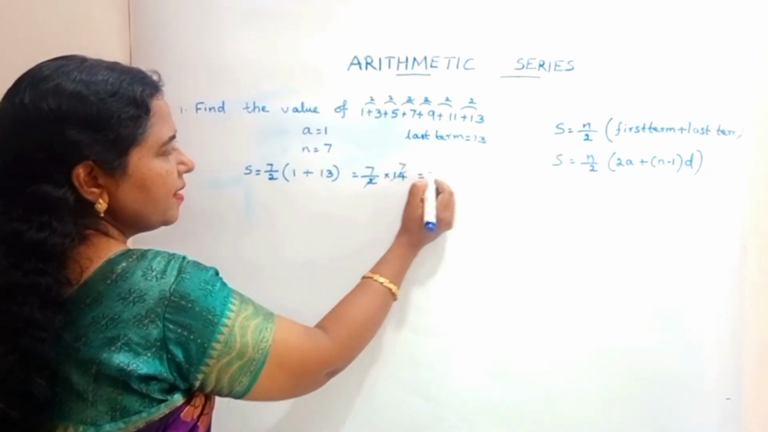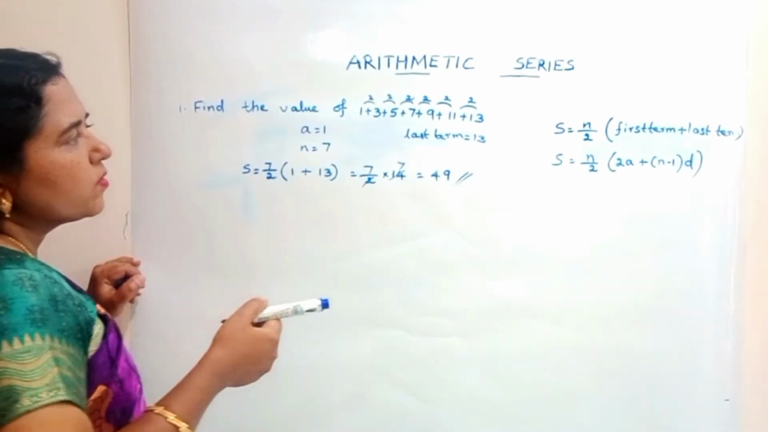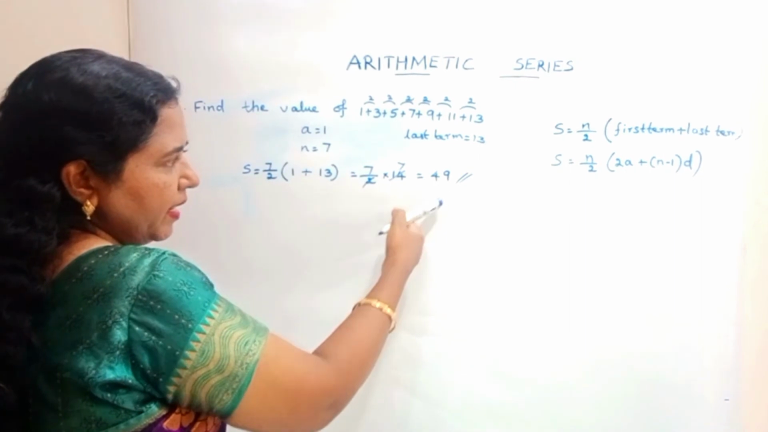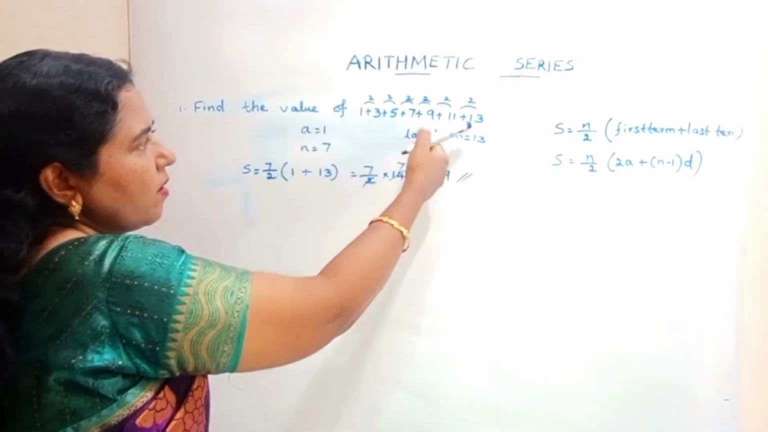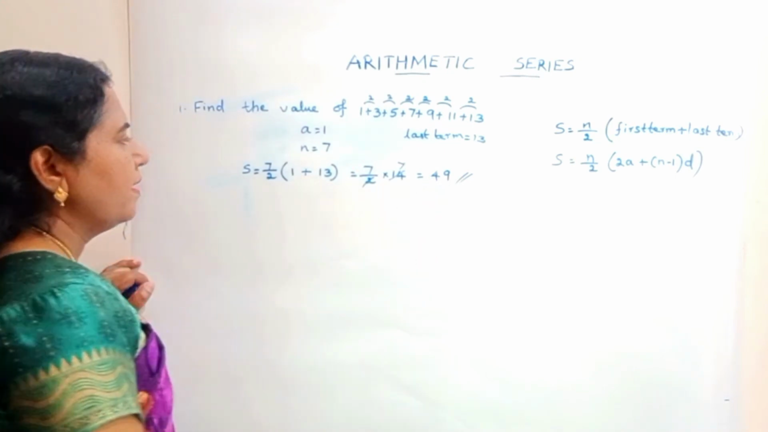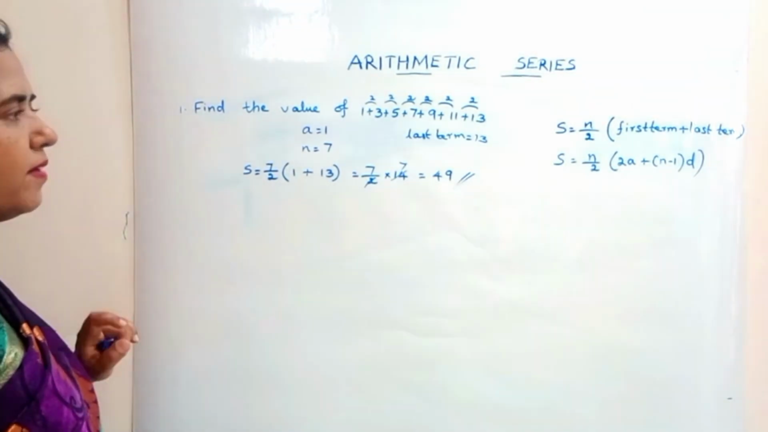So we can cancel here, and so we will get 7 into 7, which is equal to 49. So the value of the given arithmetic series is equal to 49. If needed, you can check also. When you add all the values, it will be equal to 49. Okay. So now this is one method of solving this problem.